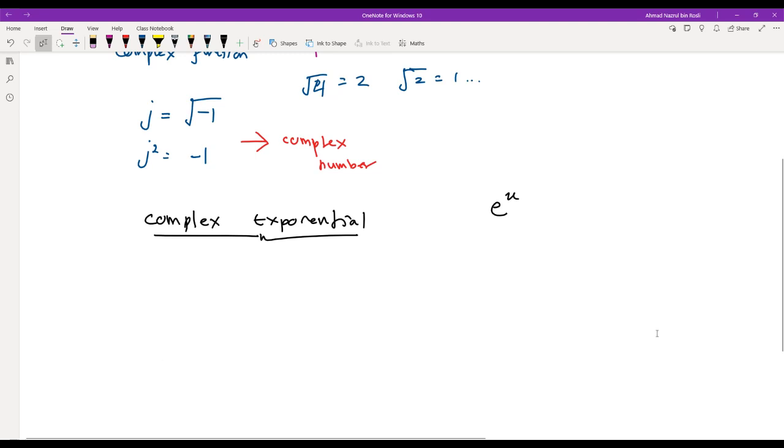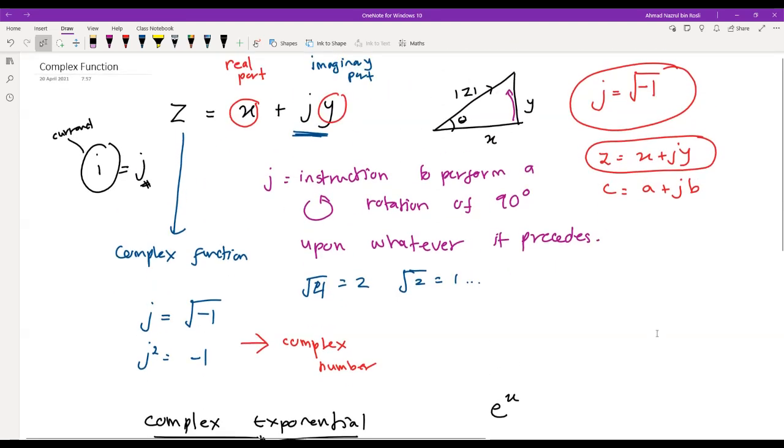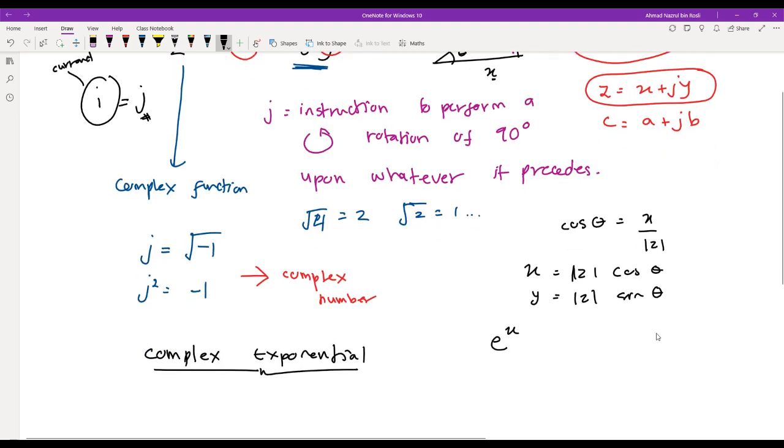Before we go here, we can check from this triangle. We know that cos theta is equal to x over the magnitude of z. So it means that x is equal to magnitude of z cos theta. And y is magnitude of z sin theta. And this will relate to here. I will explain later.